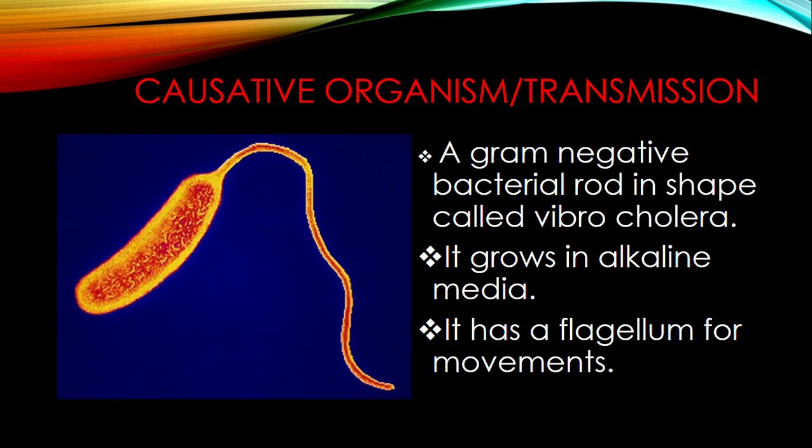Vibrio cholerae is a gram-negative bacteria which is rod-like in shape. As we can see, it looks like a rod. Then it has a flagellum which helps it for movement. Then it flourishes, or it grows well, in alkali media.